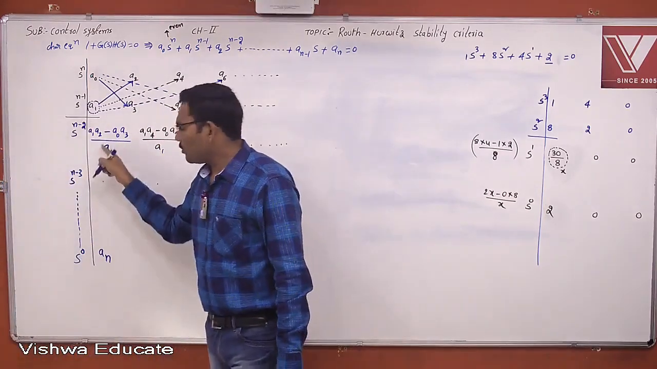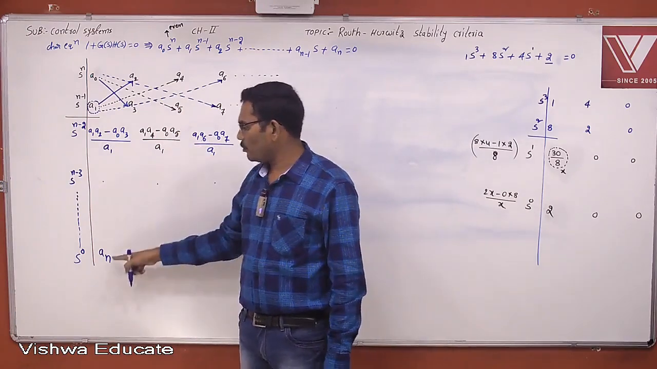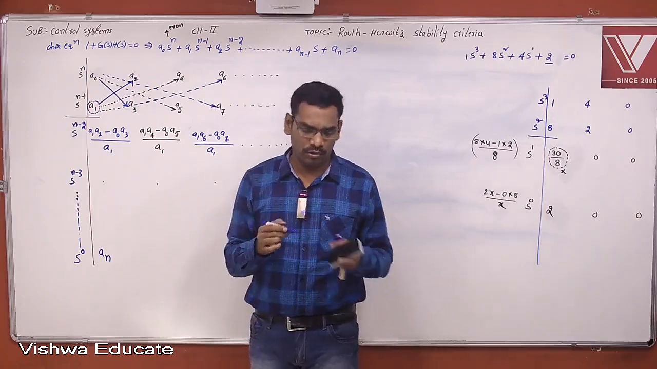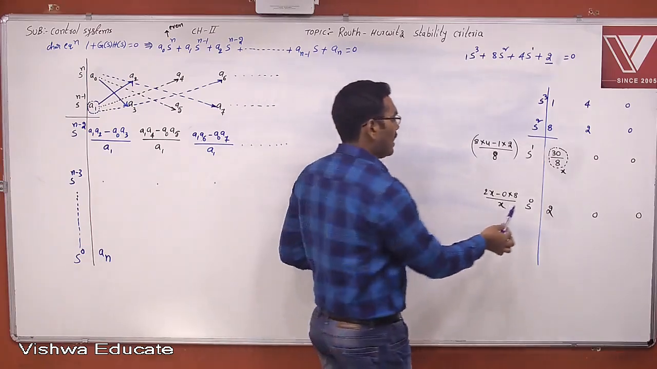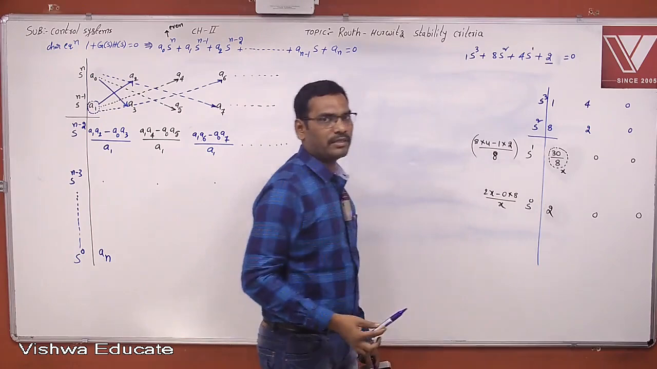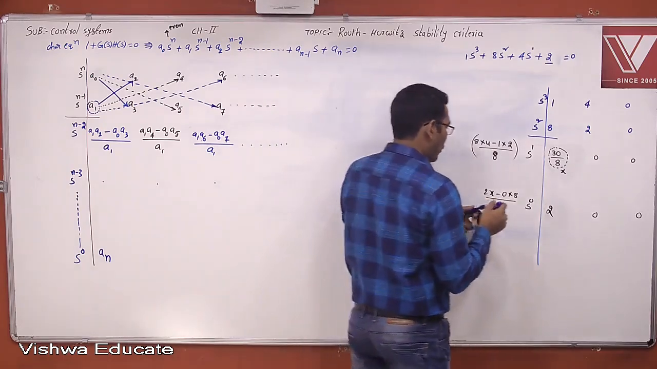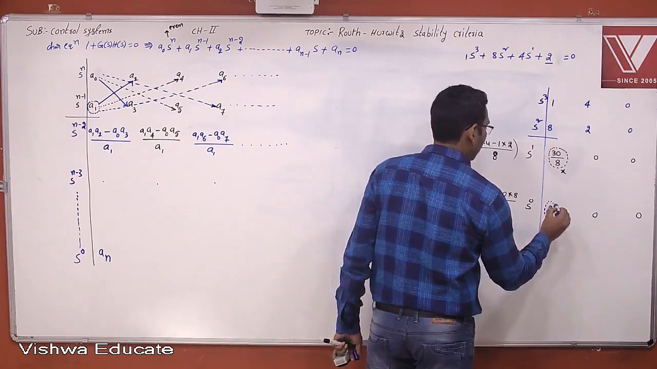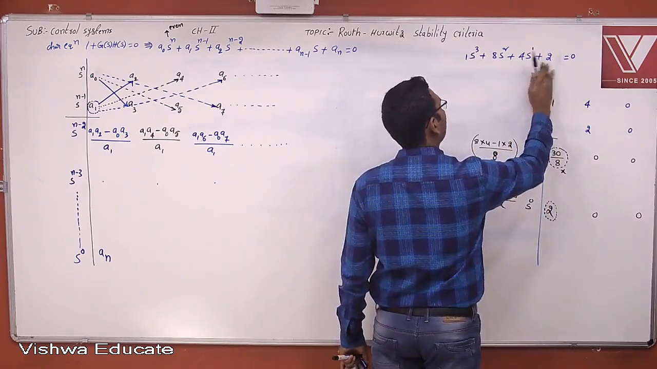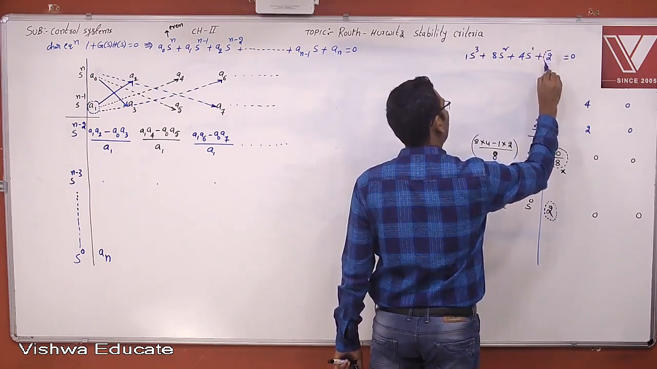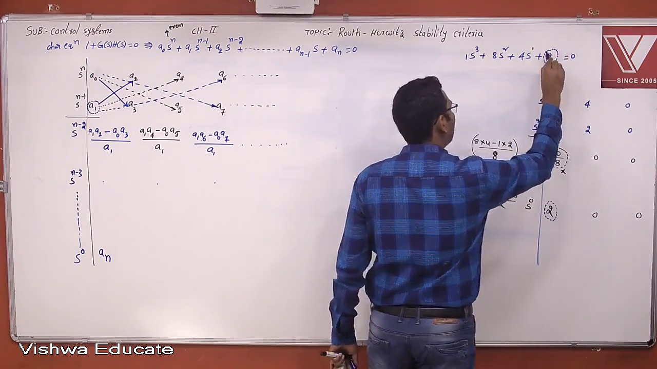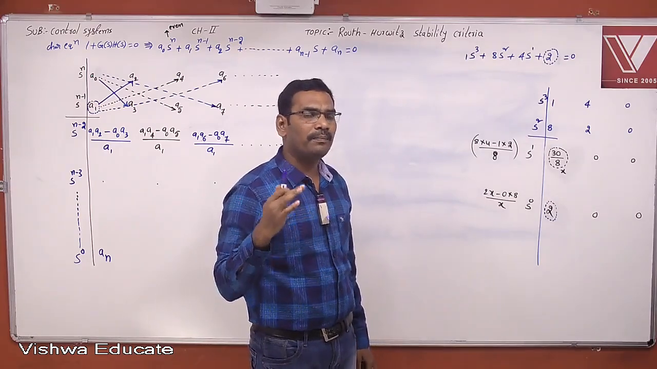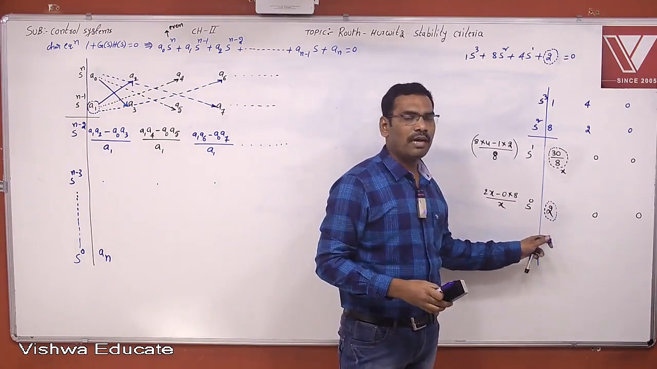Sir, without calculating the row coefficients, how can you write the an here? How do you know this an is coming? You also know that the last row is nothing but the S power 0 row. The last row's first element is a constant in the characteristic equation. Whatever the constant may be, that constant should be reproduced. That constant should be presented in the last row as the first element.